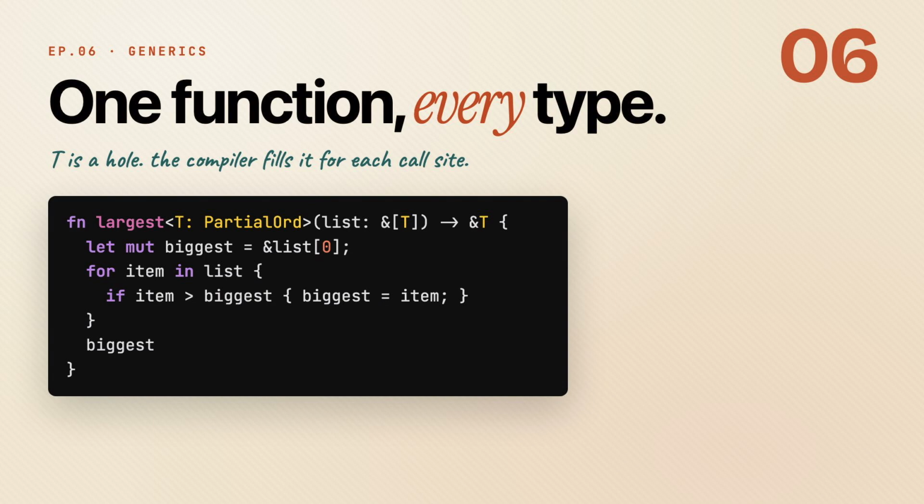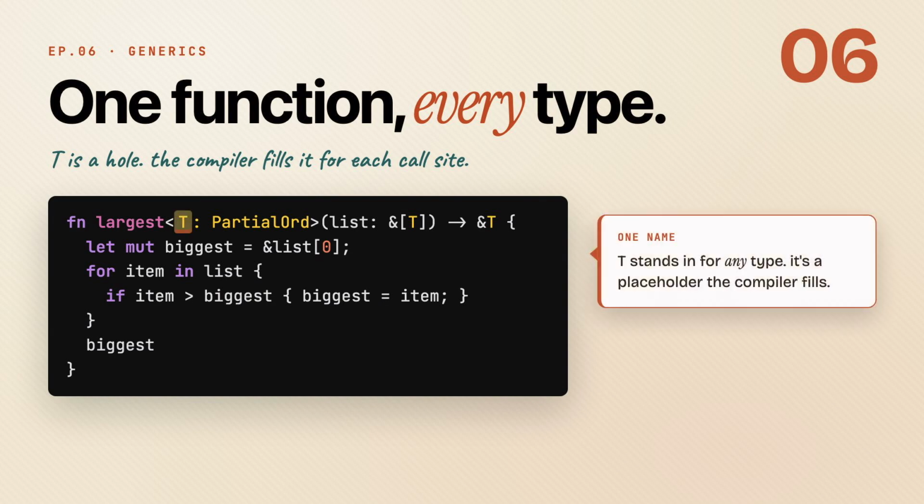Take a look at this. This is the same function, largest. Find the biggest thing in a list. But let's take a look at the signature. The T inside the angle brackets, that's one name standing in for any type at all. A placeholder that the compiler fills in.